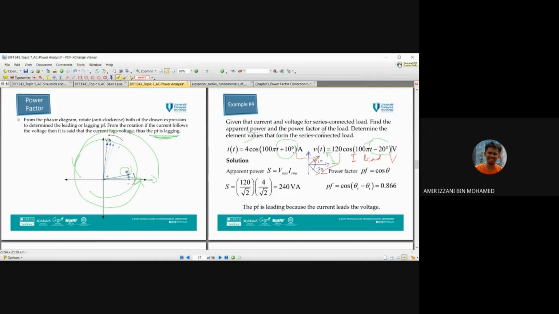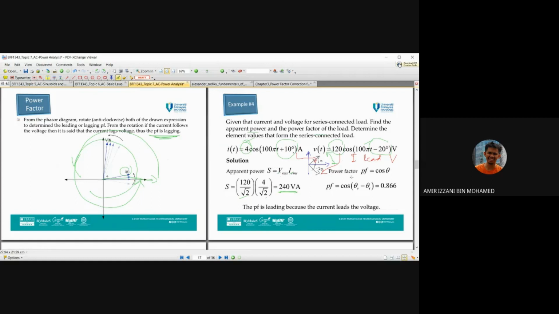To determine apparent power, we use the power equation S equals V times I. This is VRMS, so we need to divide the maximum value by square root 2. This is the maximum value for current and the maximum value for voltage, and we get the apparent power, which is 240 VA.